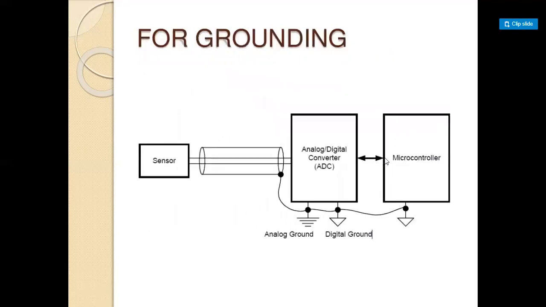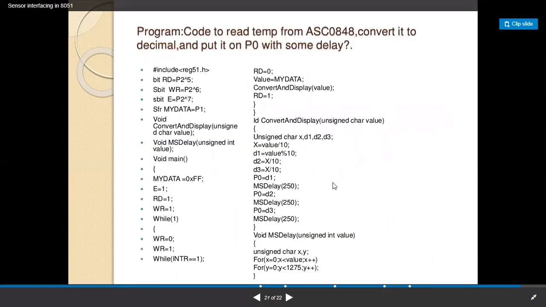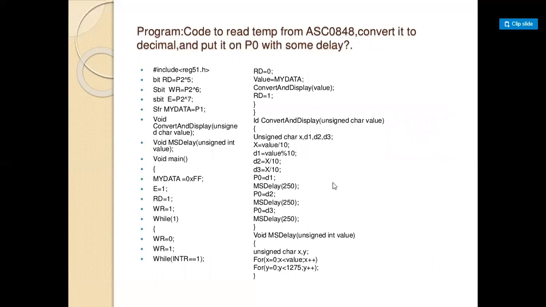Next is for grounding: the sensor, analog to digital converter, and microcontroller. So the digital and analog ground here. This is now for analog and digital connection. And this is the code for using the programming.